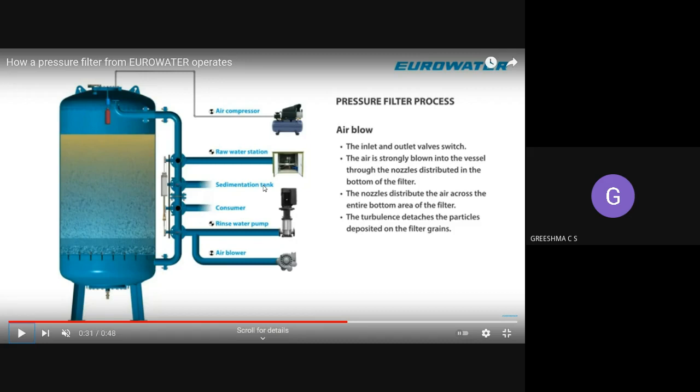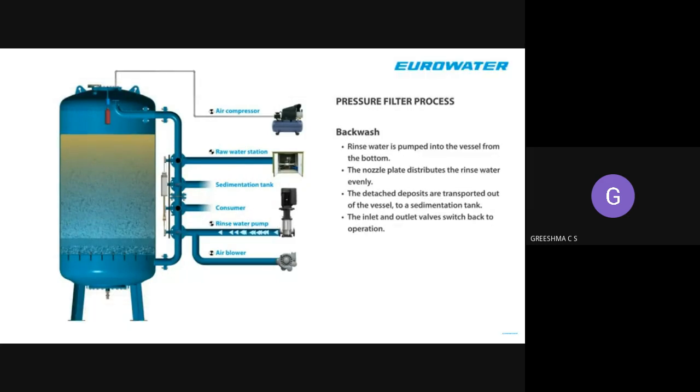From the bottom here you can see an air blower. So this air will be blown into the filter bed, and that air will agitate all the filter bed and whatever particles are trapped between the filter bed. But along with it you will also allow the water to pass through it. So along with the water, all the particles trapped between the filter bed will flow upwards and will be collected in the sedimentation tank. That is how the pressure filter works.